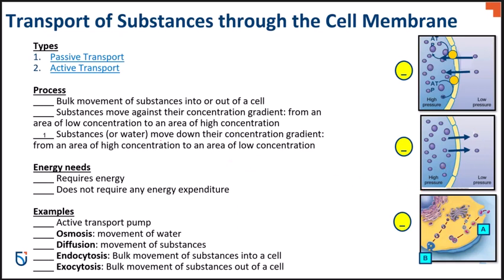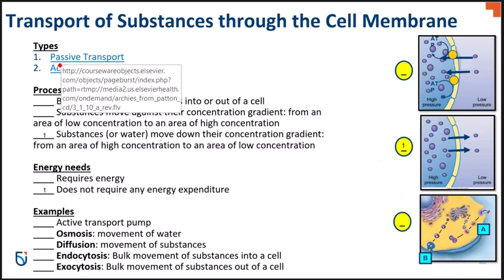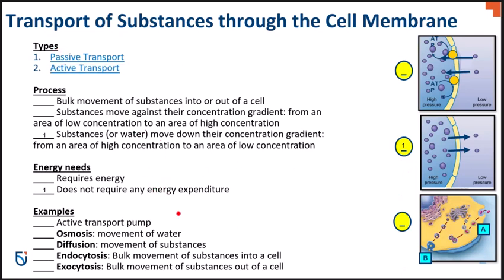And so you can see that occurring in this image here, where this is inside the cell, this is outside the cell. These substances are in higher concentration inside the cell, and they can move passively to an area of lower concentration outside the cell. This does not require any energy. Again, it's passive, so passive means it does not require energy. Two examples include osmosis and diffusion.